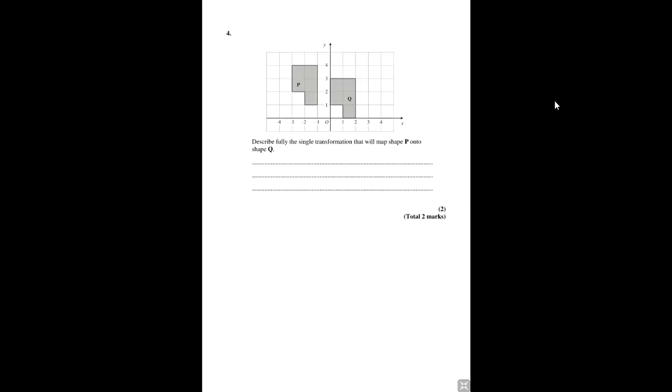You have to describe the single transformation. That means you have to tell us how much every point is being translated. It's the translation vector. Is this clear?